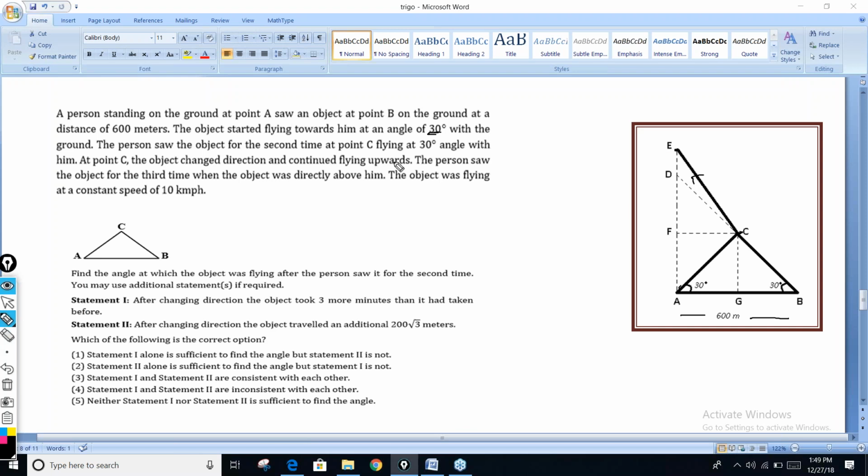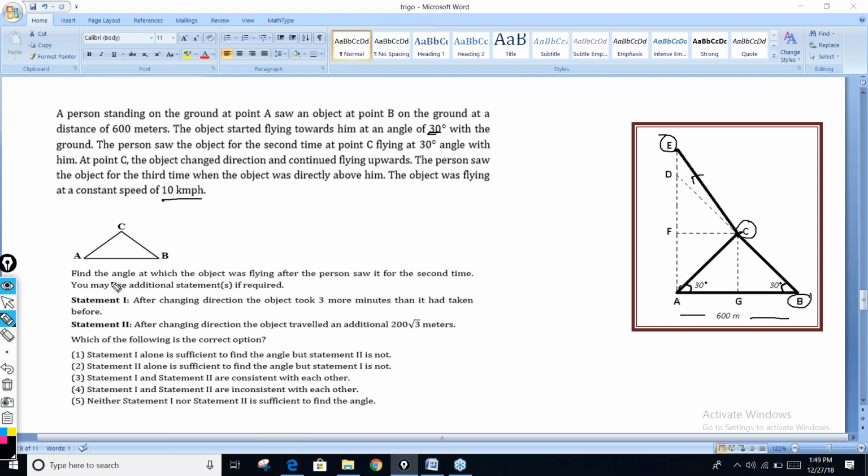And now the person saw the object for the third time when the object was directly above him. So at this point, the person looks at the object for the third time, when the object reaches point E. That is the second point, that is the first point he saw it. The object was flying at a constant speed of 10 km per hour. The speed is constant, right?